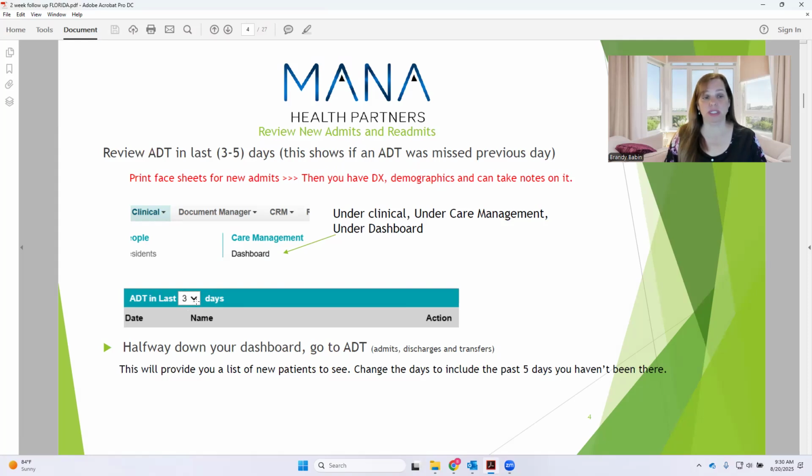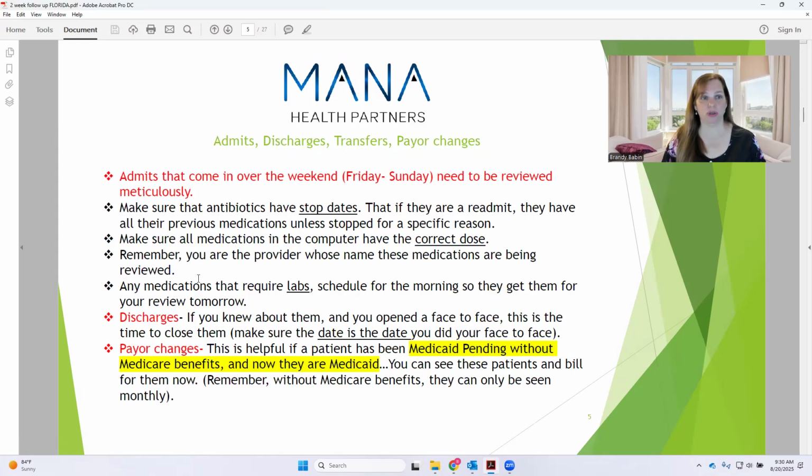But you can just date range it for the last 3 days every single day, just to make sure you're not missing anything. It will provide you with a list of patients to see. And then if you've got a holiday or if you took a day off because you were sick, I changed the date, not a big issue.